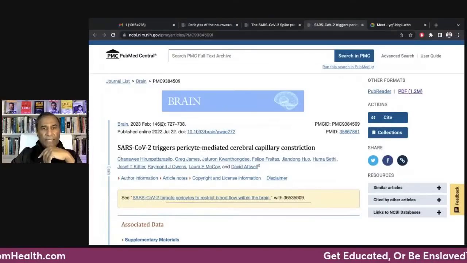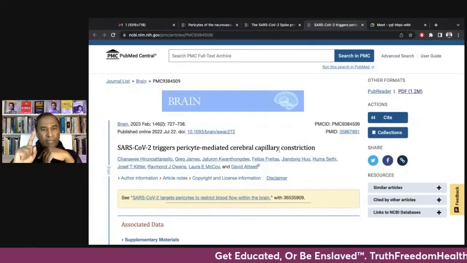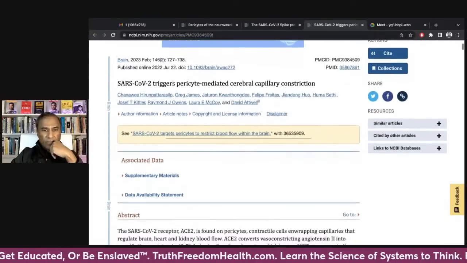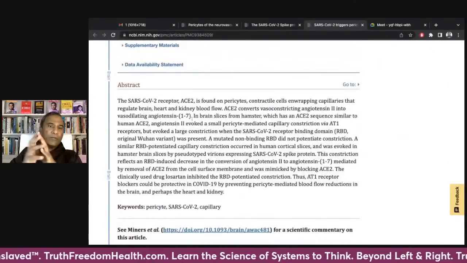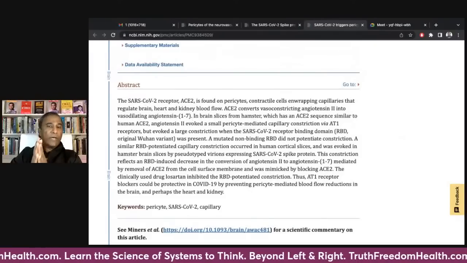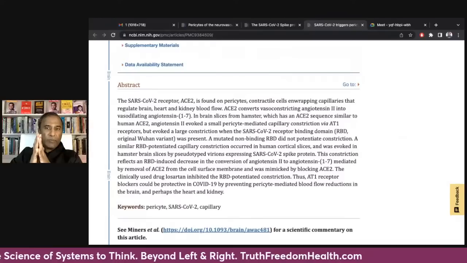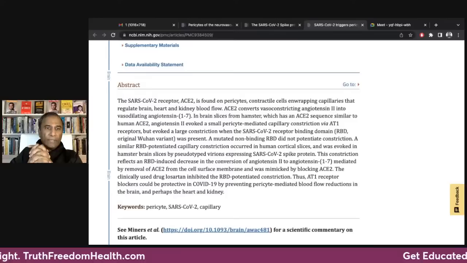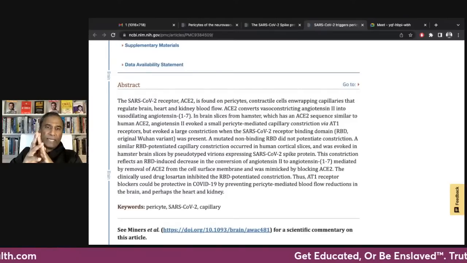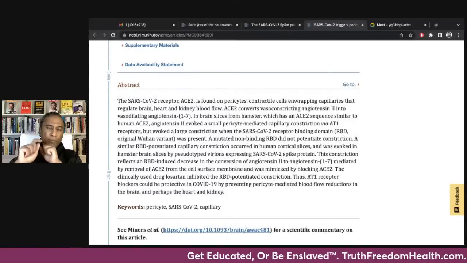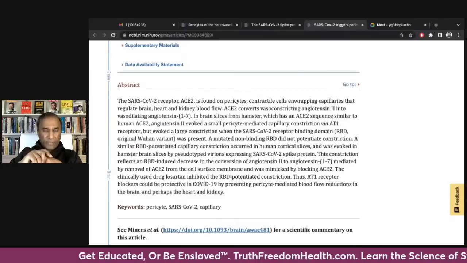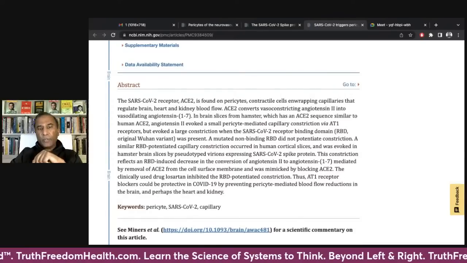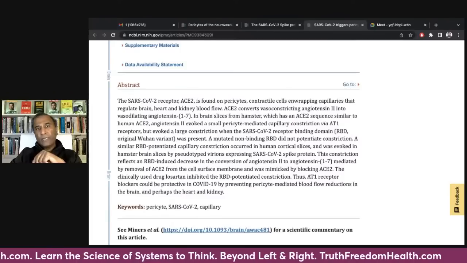SARS-CoV-2 triggers pericyte-mediated cerebral capillary constriction, okay? And it's a very nice paper, and this just came out in July 22nd, about a year ago, less than a year ago. And what this says is the SARS-CoV-2 receptor ACE2 is found on pericytes, contractile cells wrapping capillaries that regulate brain, heart, kidney flow. And what this paper basically says is that when the spike protein lands on the pericytes, there is a receptor on the pericytes known as ACE2, and the spike protein does two very interesting things.